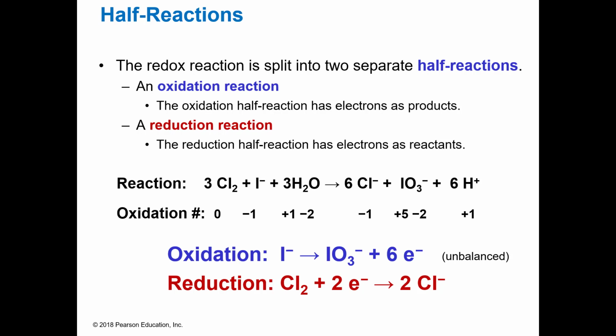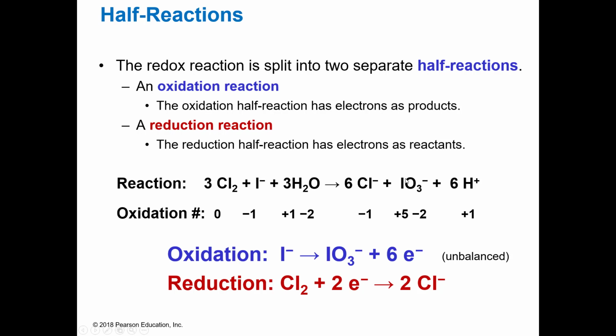So here we have a reaction, and it's chlorine reacts with iodine. The iodide ion in water, we form 6 moles of chloride ion, and the iodate ion and 6 moles of the hydrogen ion. So that's the entire reaction. So all oxidation reduction reactions can be broken down into oxidation half reaction, reduction half reaction. So let's look at it.